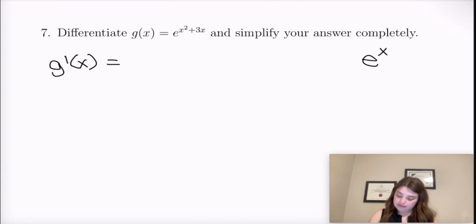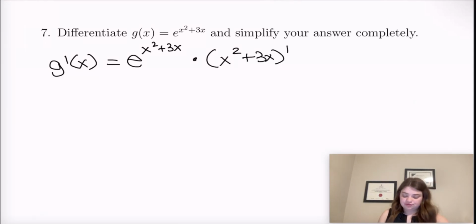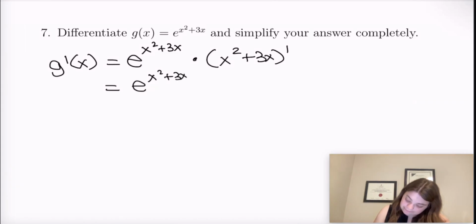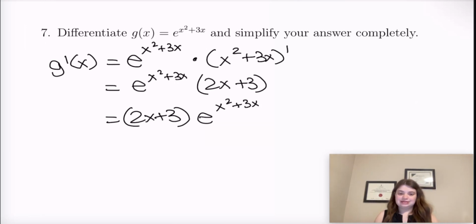And so therefore, the answer is going to be e to the power of x squared plus 3x times the derivative of x squared plus 3x. Now, what's the derivative of x squared plus 3x? Well, that would be 2x plus 3. So therefore, the answer is 2x plus 3 times e to the power of x squared plus 3x for that one. All right, and let's try one last one.